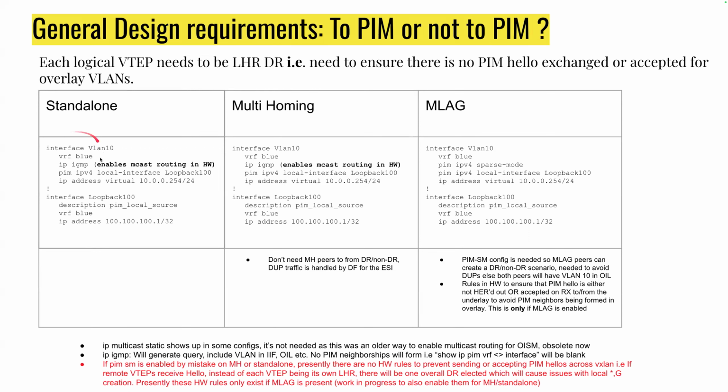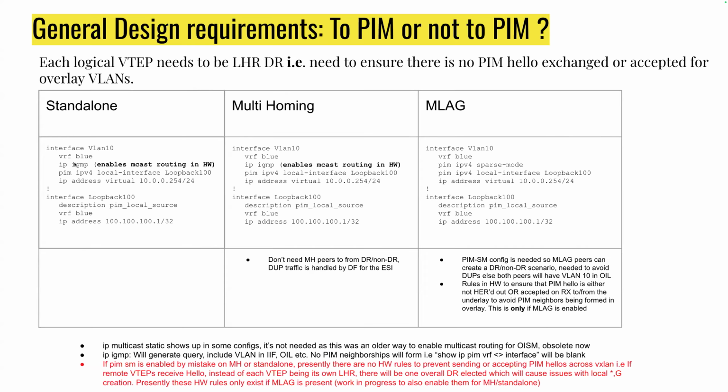All right. So yeah, we definitely need PIM enabled on that SVI to enable the routing. But the problem with enabling PIM directly on an SVI which is extended over VXLAN is that, as of now, we don't have any hardware rules present to prevent PIM hellos going across VXLAN. So the moment we configure PIM IPv4 sparse mode on that SVI, the PIM hellos are sent across VXLAN.